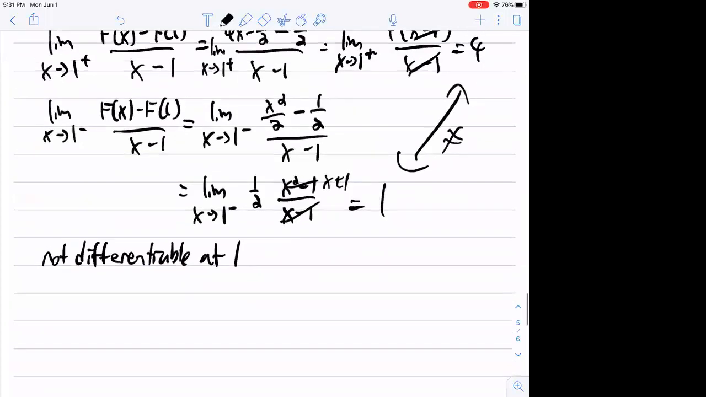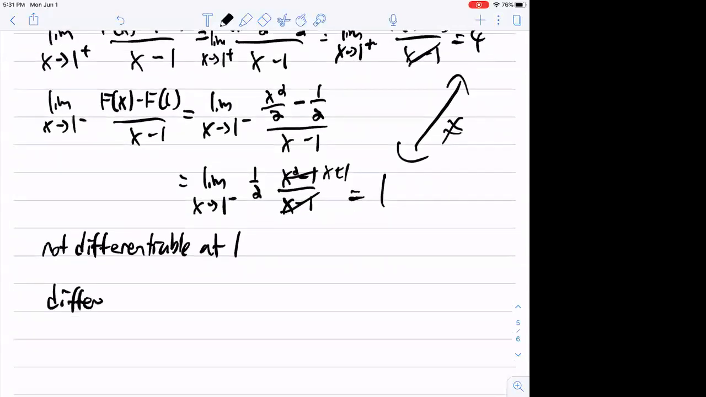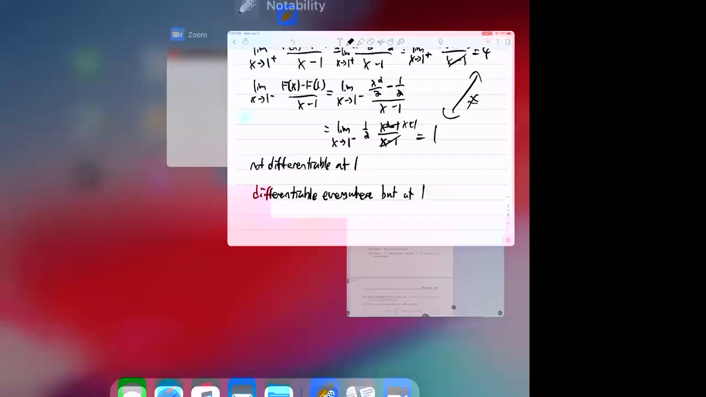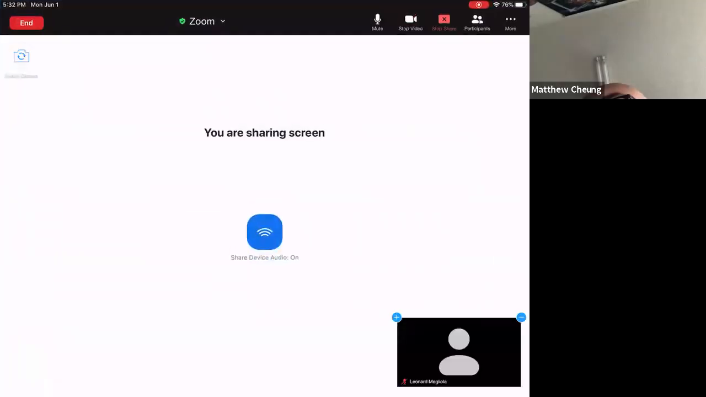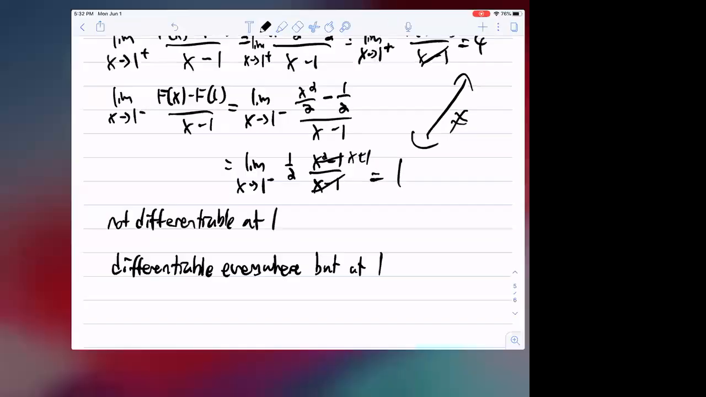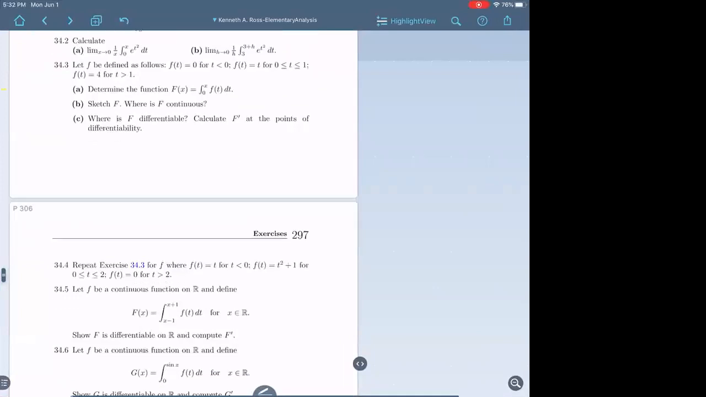So the answer is differentiable everywhere but at 1. Okay, is everyone clear on this? We're using FTC 1 here. If you need practice, do 34. It's like a repeat.